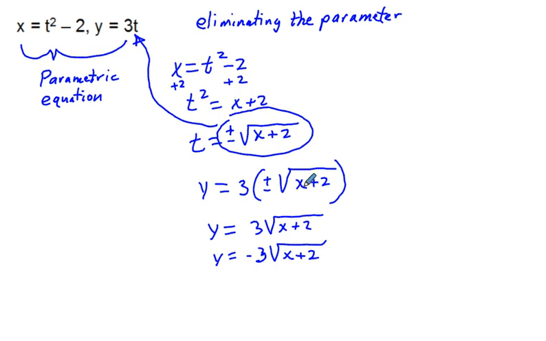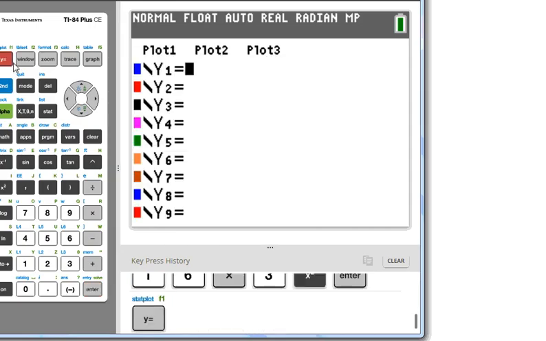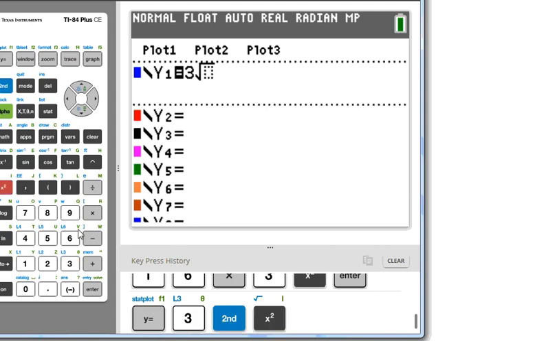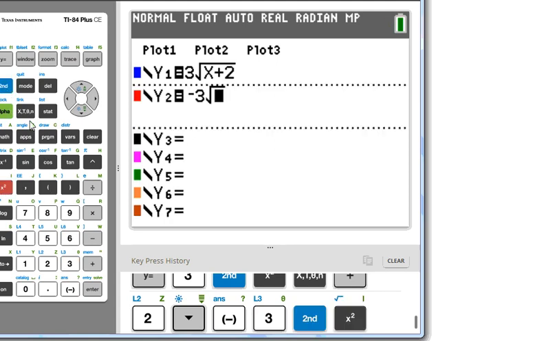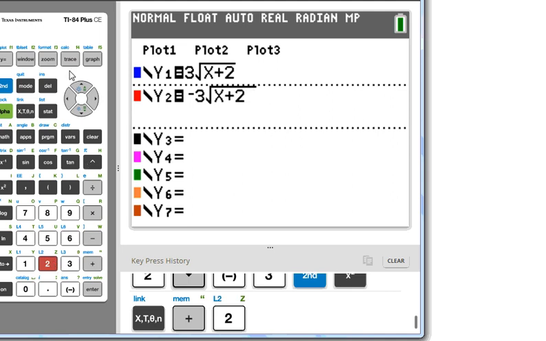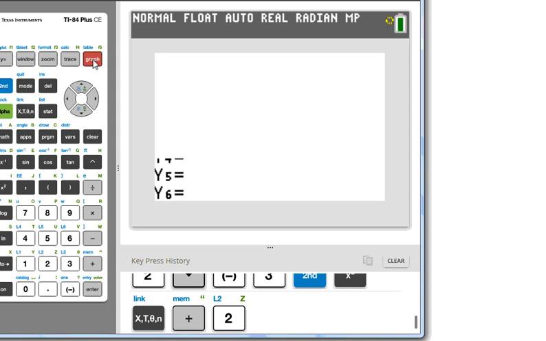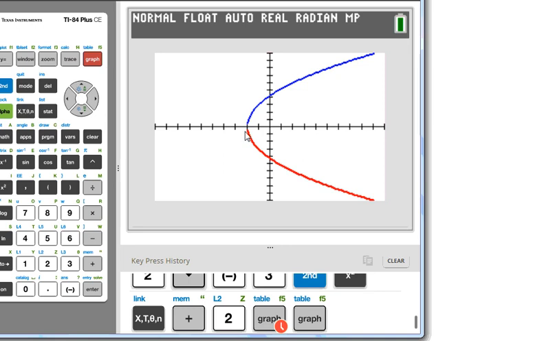And we can graph this in a calculator, and let's get our calculator here. 3 times the square root of x plus 2, and then down here, negative 3 times the square root of x plus 2. And then if we graph this equation, what is this calculator doing to me? There it is. We can see this here.